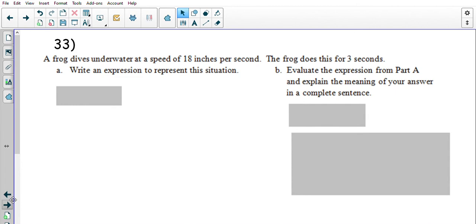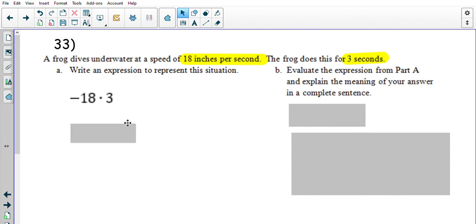A frog dives underwater at a speed of 18 inches per second. So that's its speed. Since it's going underwater, that's going to represent a negative value. The frog does this for 3 seconds. Write an expression to represent the situation. Now, we could represent this in an addition sentence, but we're going to represent it using multiplication since that's what we're covering in this lesson. So negative 18 for the frog diving underwater or descending, we're going to multiply that by 3.